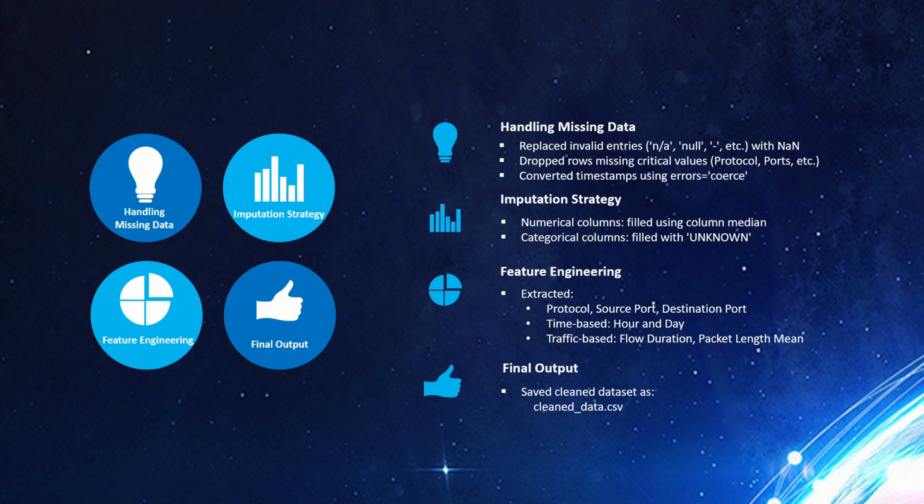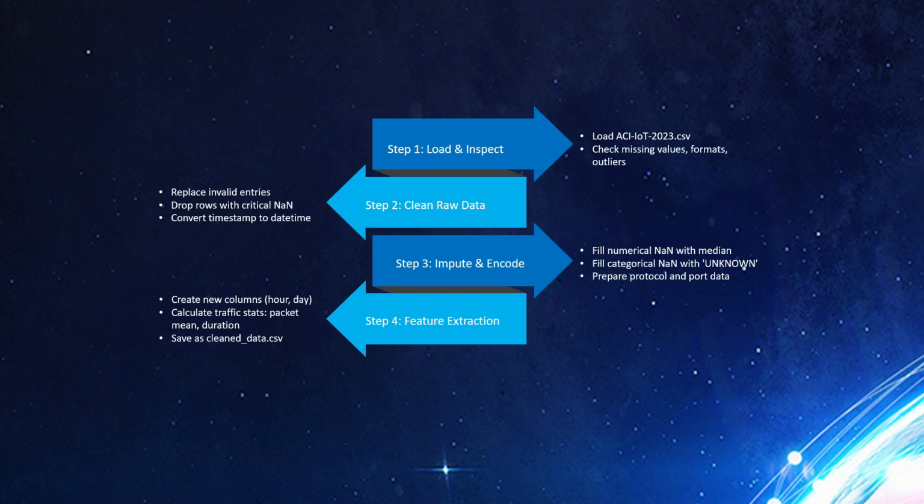This visual shows the four-step data preparation process. The first being load and inspect. The second is clean the raw data. The third is impute and encode missing values. And the last is perform feature extraction. With this, we had a clean, structured dataset ready for behavioral and anomaly analysis.